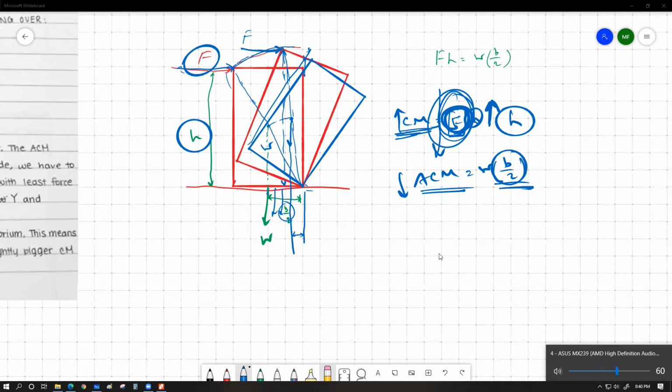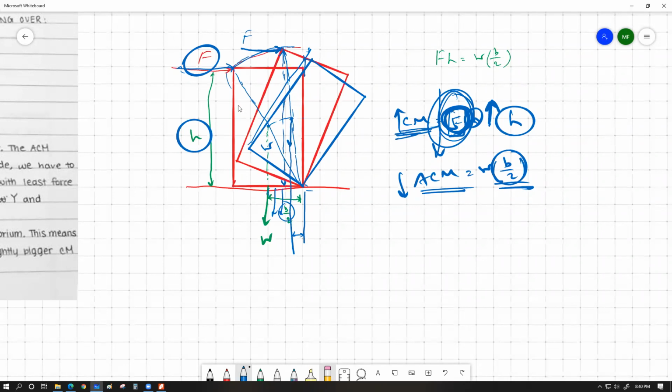Understand the sequence. Our aim is to topple this object. To topple the object, we have to produce a clockwise movement by applying this force F, which should at least balance the anti-clockwise moment. That is the scenario, right? The anti-clockwise moment is produced by the weight. To make the toppling happen, we have to match the anti-clockwise moment at any point of the rotation.